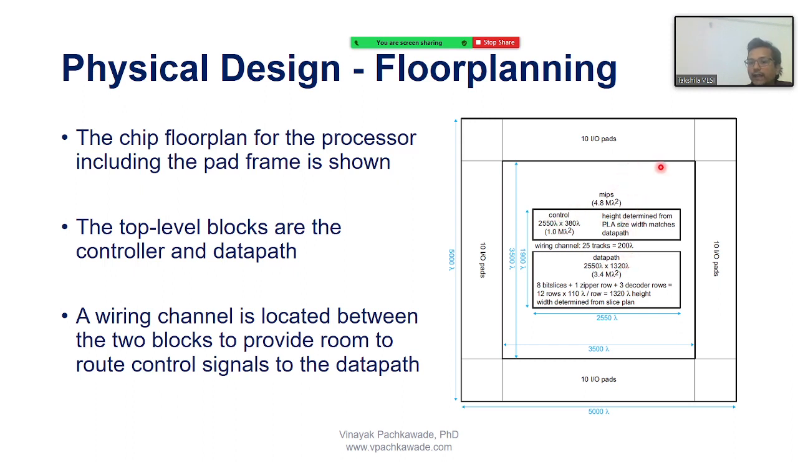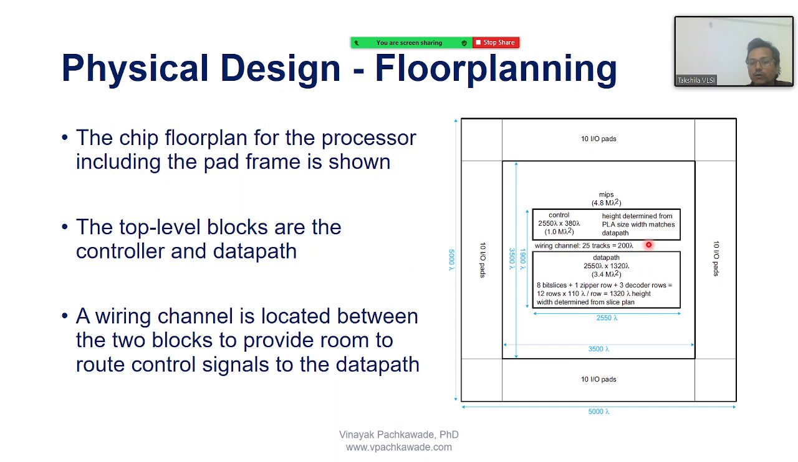I may have ALU, I may have registers, I may have memories, I may have IO logics and all that, right? Then in between there is a space left. So this is just an example of a processor chip floor plan. So this space can be kept there. That is called wiring channel.